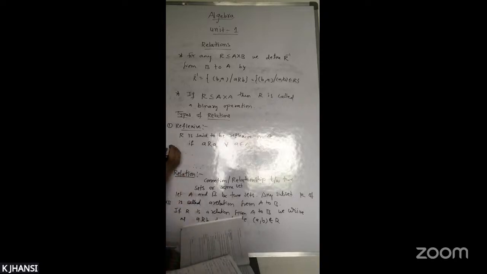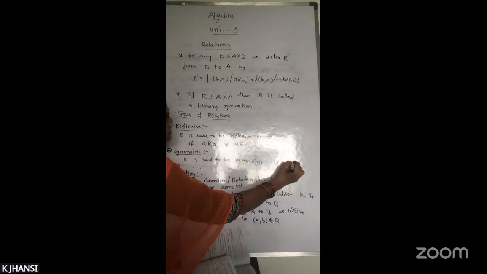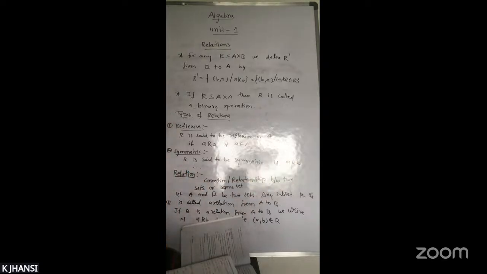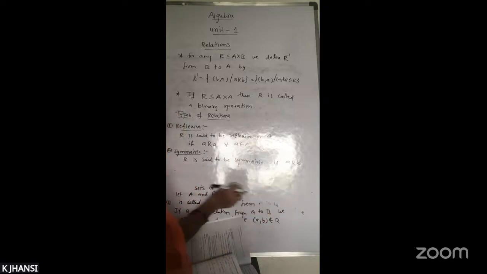So next, the second one, symmetric. Symmetric relation means R is said to be symmetric if A is related to B and B is related to A. Symmetric in the sense, similar to the commutative property we have, that is AB is equal to BA.